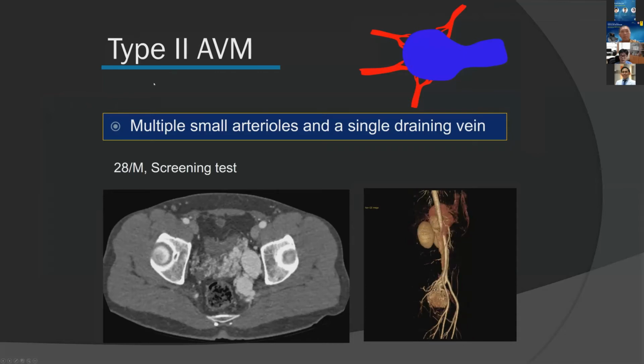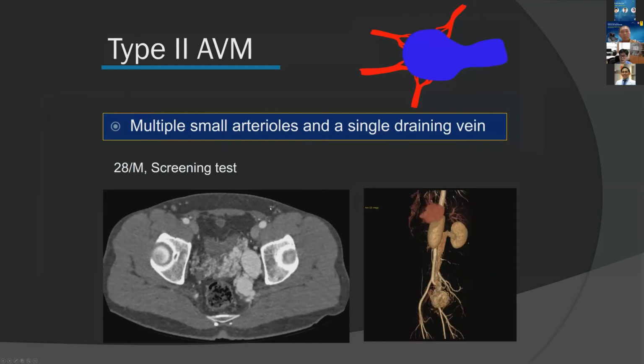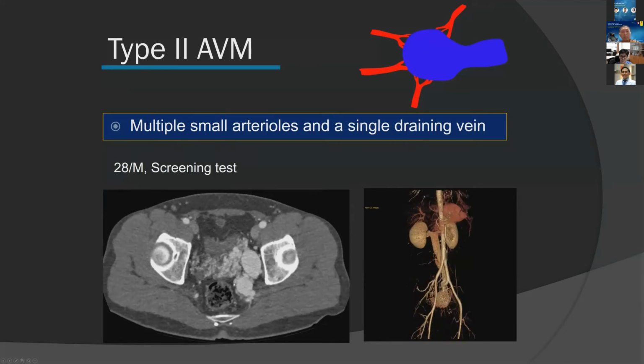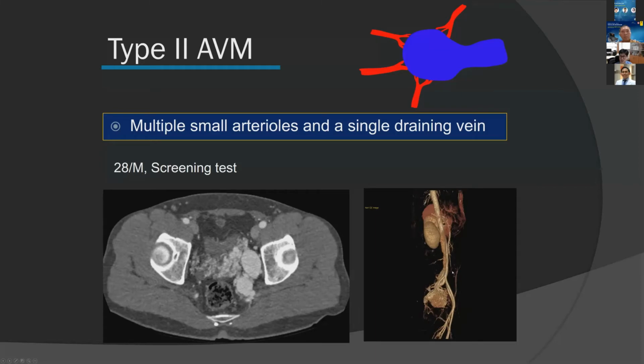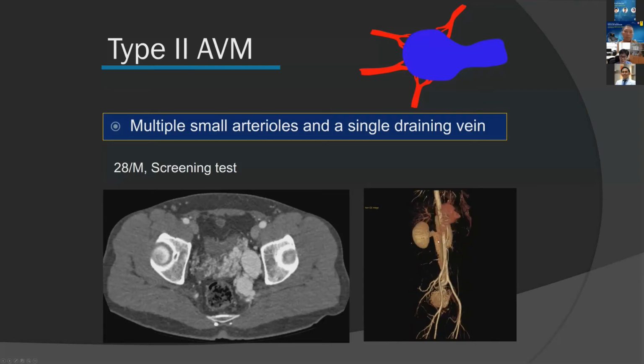Let's look at the type 2 AVM. It has multiple small arterioles and a single draining vein. You can see the large venous sac and numerous feeding arteries around the venous sac. On CT image, you can see the very early and large shunt flow goes to the IVC. In this situation, cardiac overload can cause some problems for the patient.